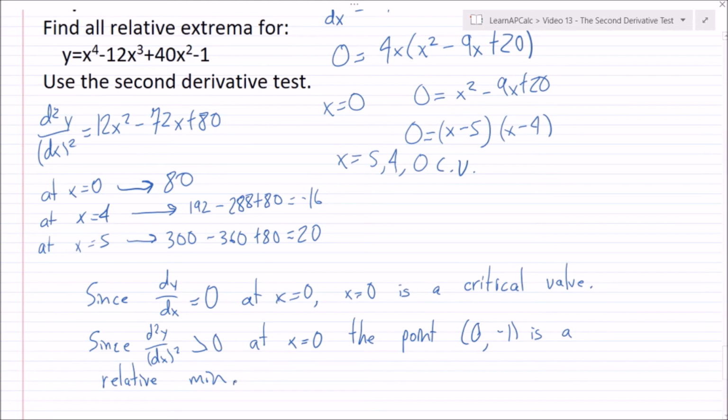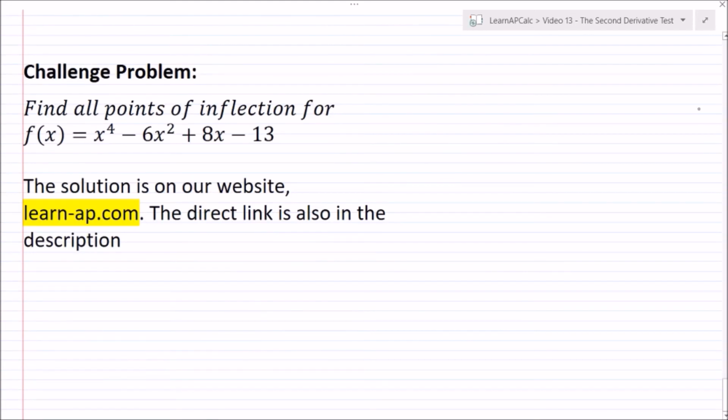Now note that none of these failed. These were all not equal to 0, but if they did fail, we'd have to go back and do the first derivative test. Alright, so that brings me to today's challenge problem. Find all points of inflection for f of x equals x to the fourth minus 6x squared plus 8x minus 13. The solution of this is on our website, learn-ap.com, and the direct link will also be in the description.